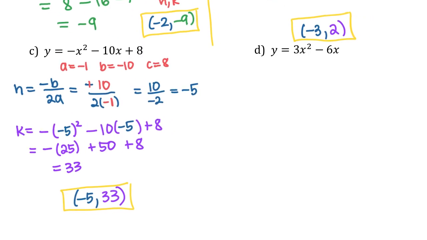Okay, it says, for d, it says y equals 3x to the second minus 6x. Okay, I'm going to go ahead and find my a, b, and c. So a is 3, the coefficient of x squared, b is -6x, c is not there. So c is 0, which happens sometimes. It's okay if you get a 0 for the b or the c. It occasionally happens. Okay, I'm going to go ahead and rewrite the formula.